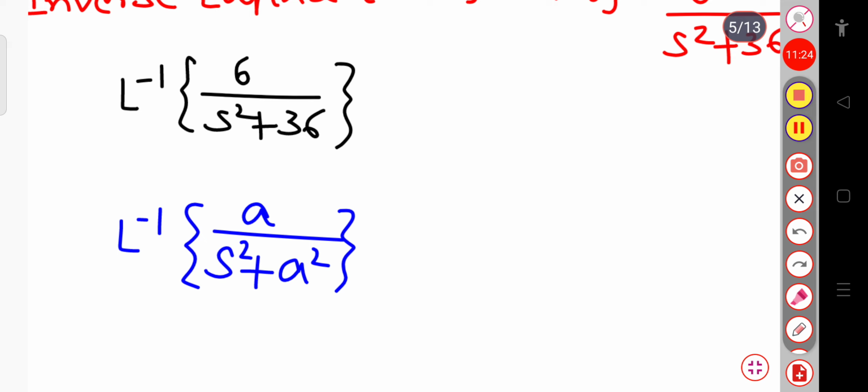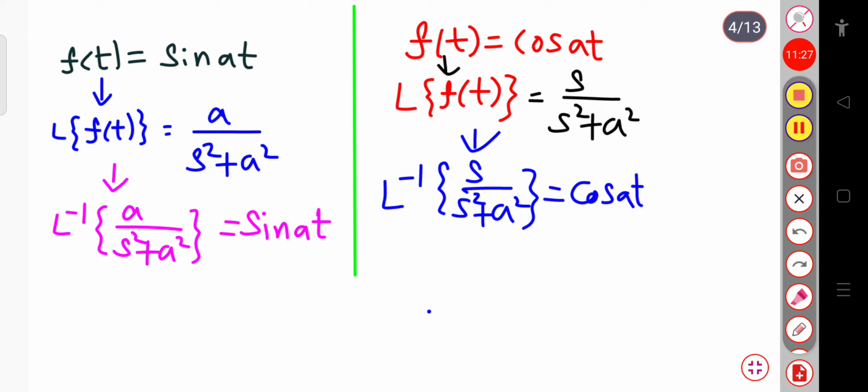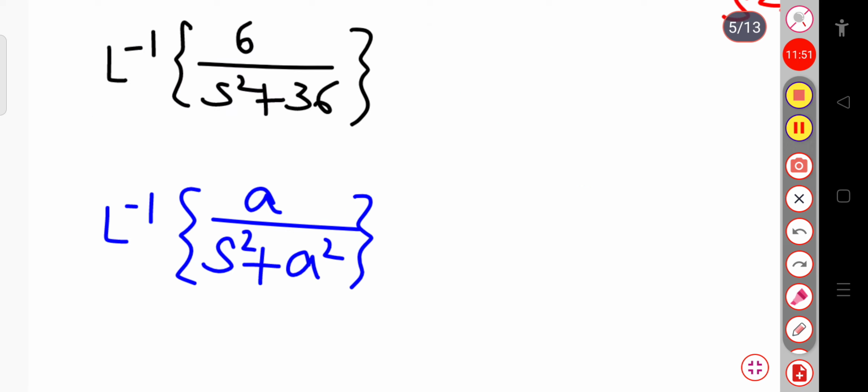Now here you can see that we have just calculated that the Laplace inverse of a divided by a square plus a square is nothing but sin at. When a is present here, this will simply be sin at. When s is present here and this is plus sign, then this will be cos at. So the Laplace inverse of a by a square plus a square will be sin at.